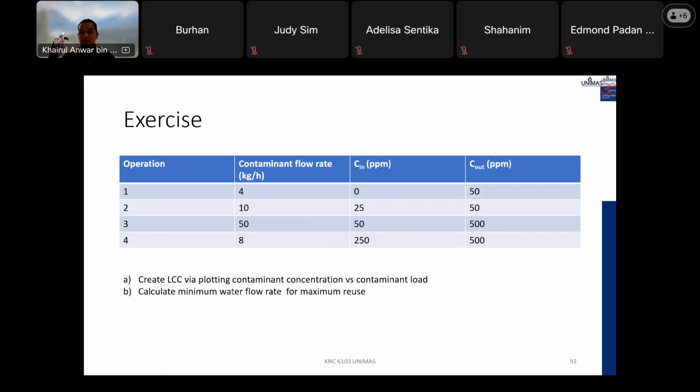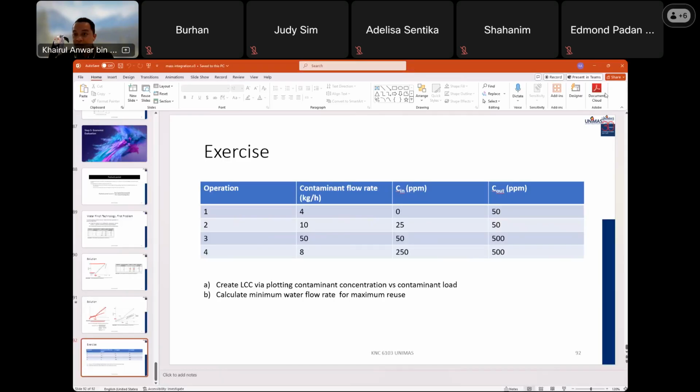So, any questions? You can also ask in the chat as well. So your task is to do this exercise for 15 minutes. You can give me like one 20.